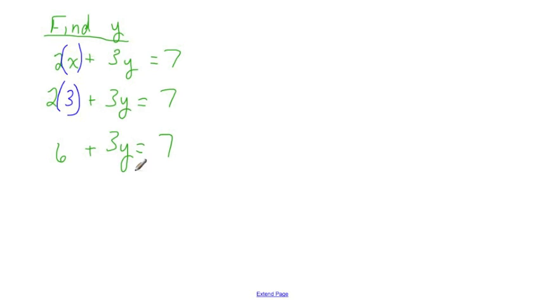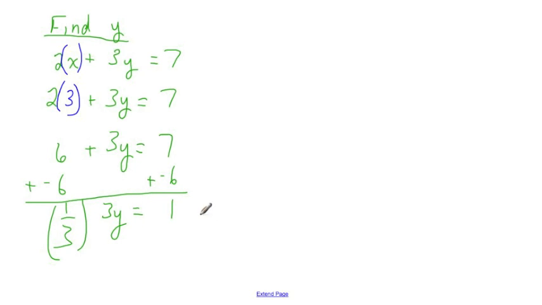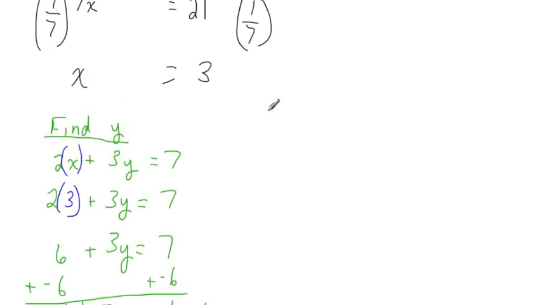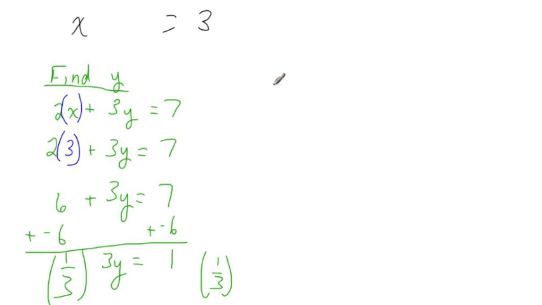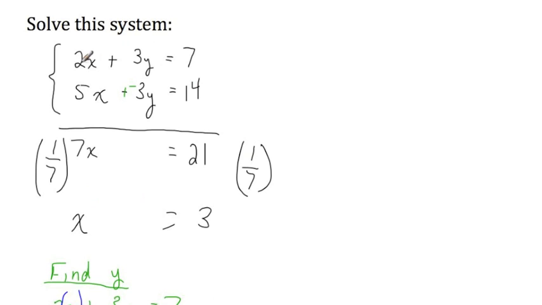And now I need to continue with the steps. The variable's already in one expression, so I can get rid of all terms without my variable in it by adding the opposite to both expressions. This will leave me with 3y equals 1. And now I multiply both expressions by the reciprocal of the coefficient, which will leave me with y equals 1 times 1/3, which is 1/3. Now I can put my x and y together in a solution, which will be an ordered pair that will satisfy both the first equation and the second equation.